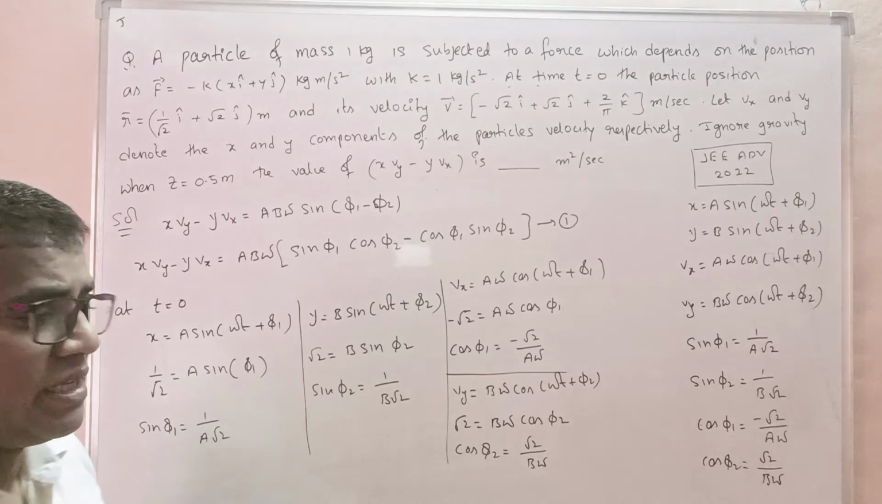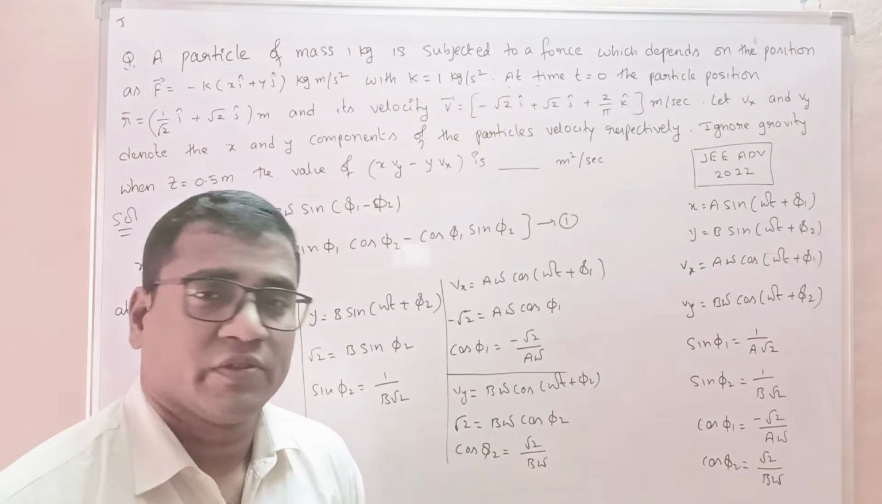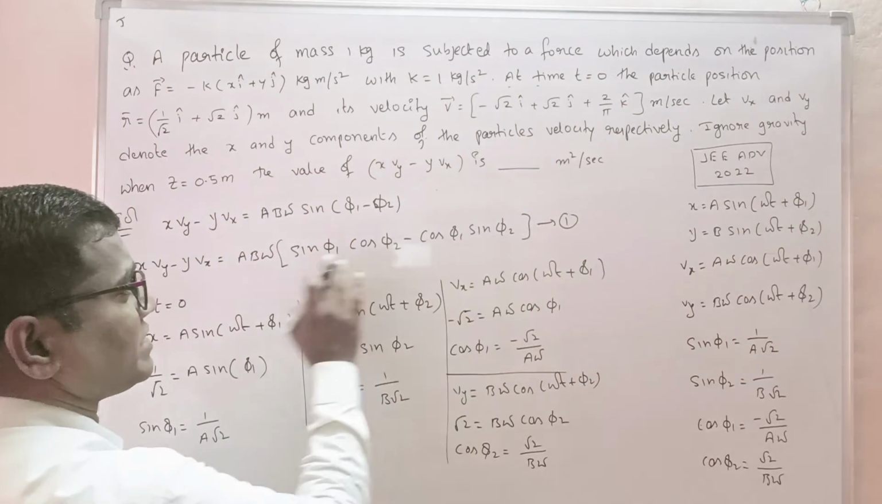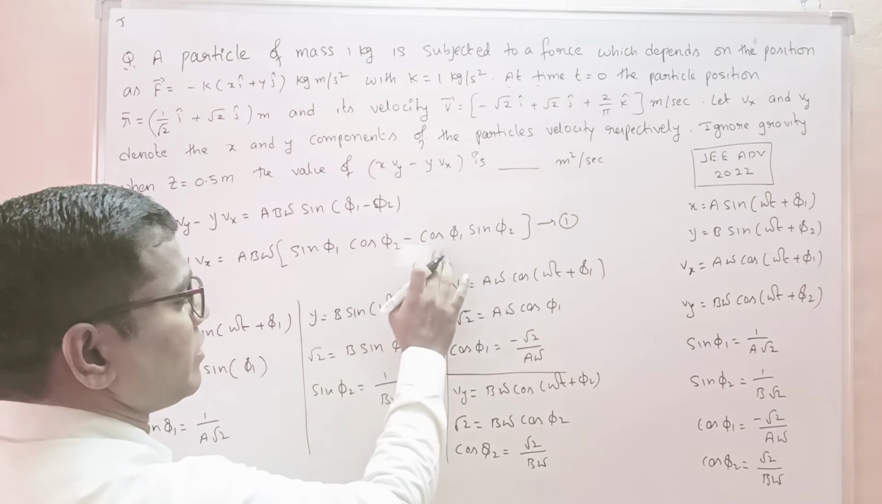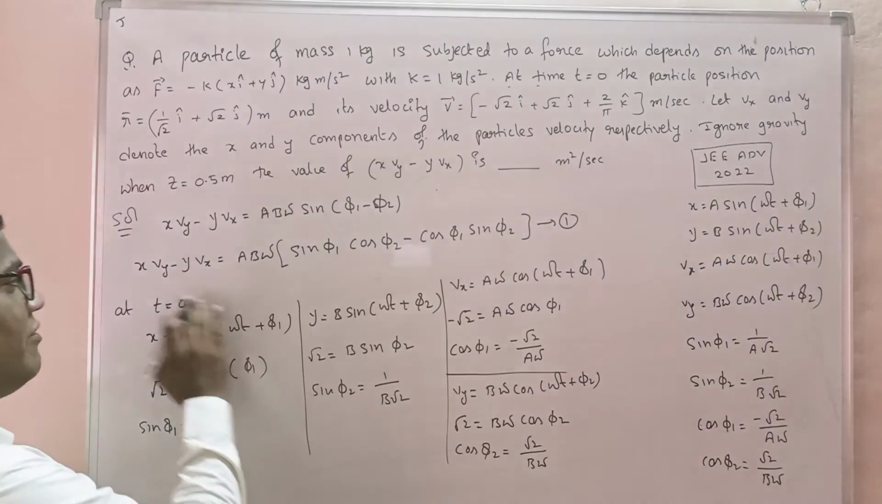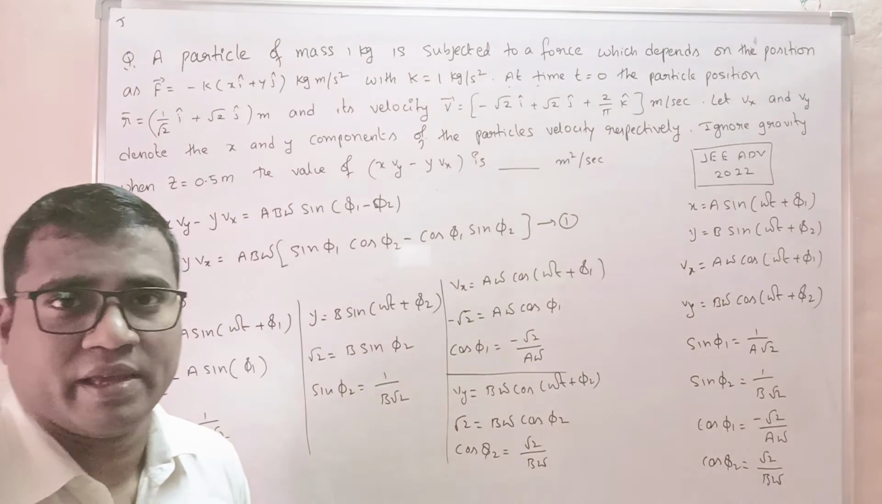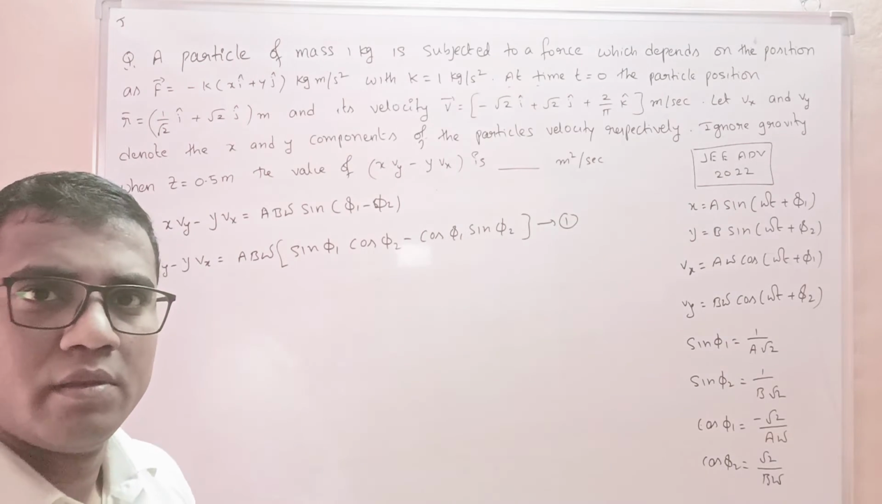So if you see here, I got sin phi 1, sin phi 2, cos phi 1, cos phi 2. The first expression is in terms of sin phi 1, sin phi 2, cos phi 1, cos phi 2. So I will substitute these values and try to find the value of x Vy minus y Vx. Now we'll see.